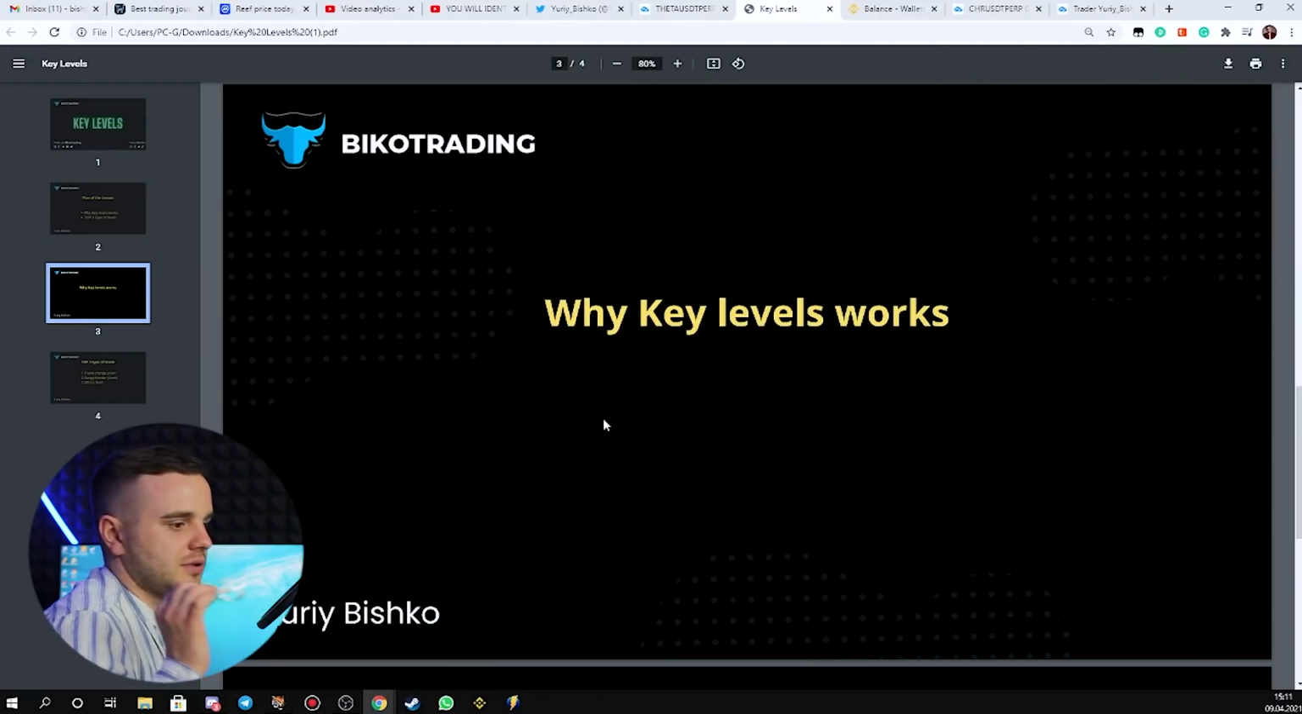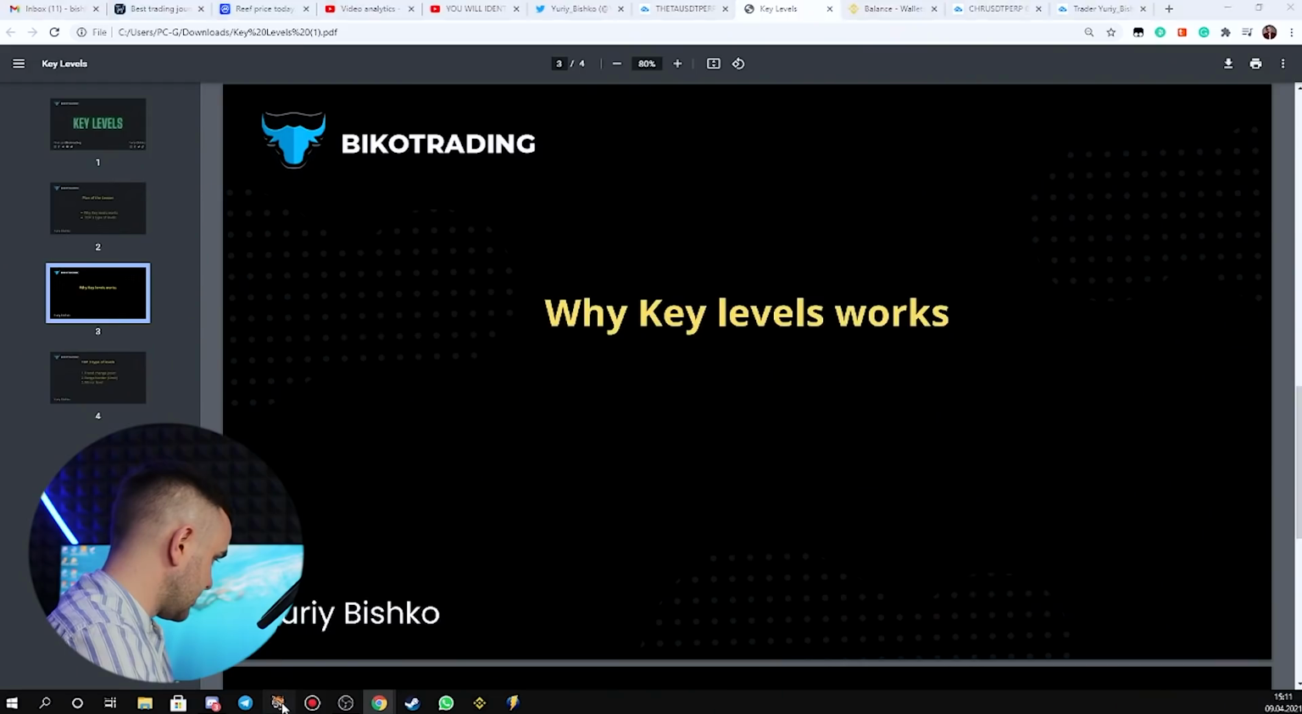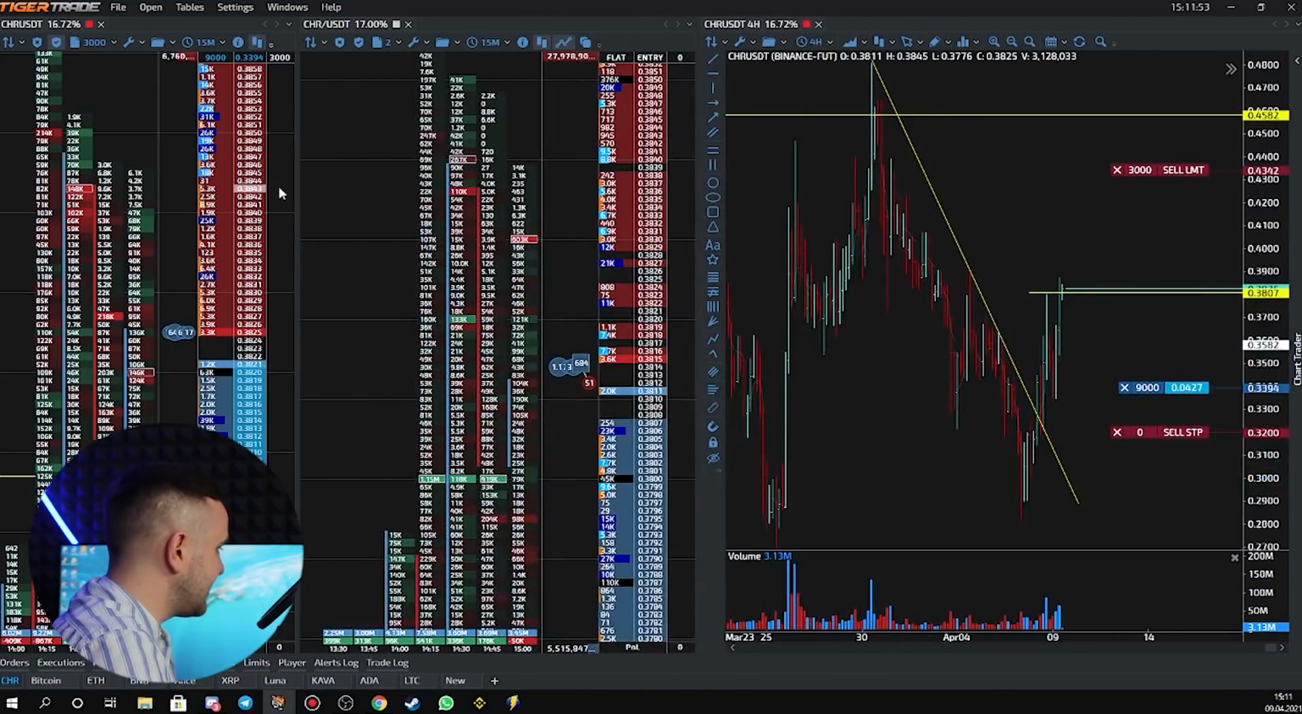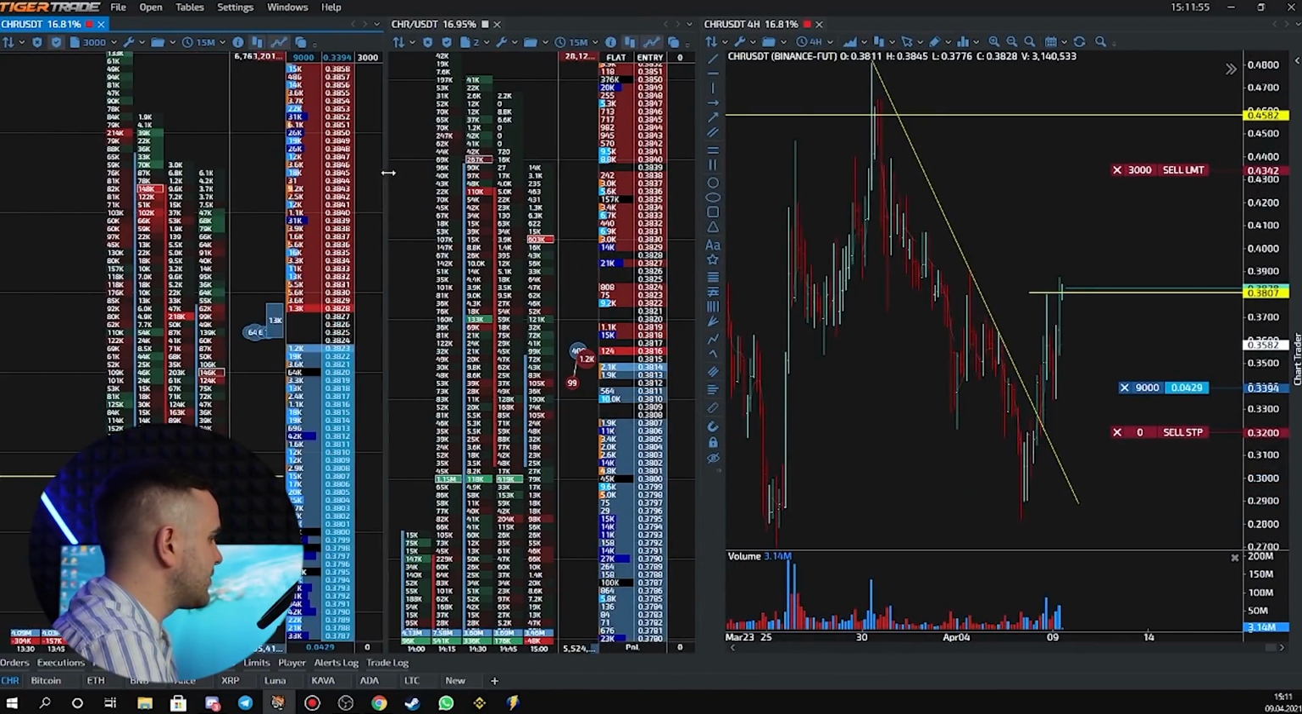Why key levels work. The major idea of key levels is that near those levels there would be a lot of transactions. Let me show you some examples. As you can see at this moment, take a look. It's an example for you of a DOM of some instrument.